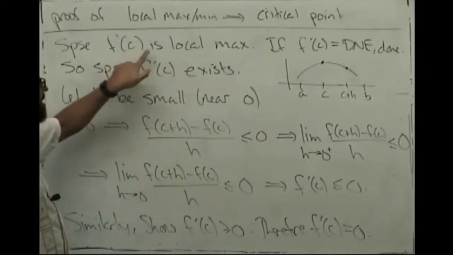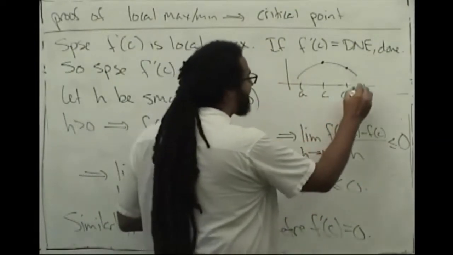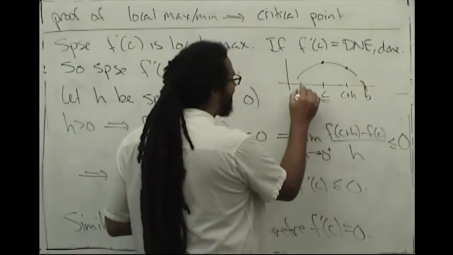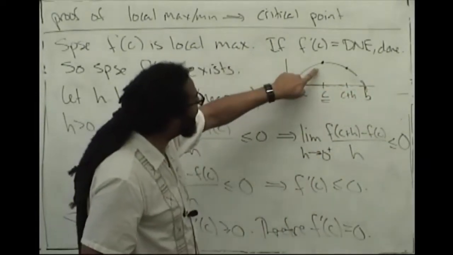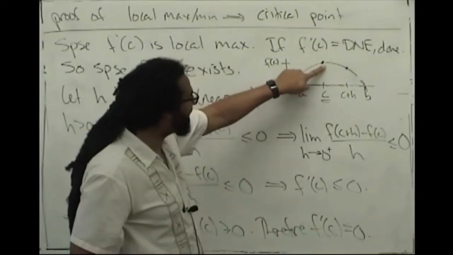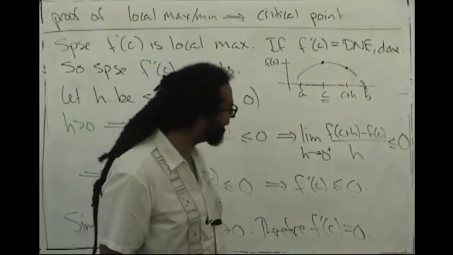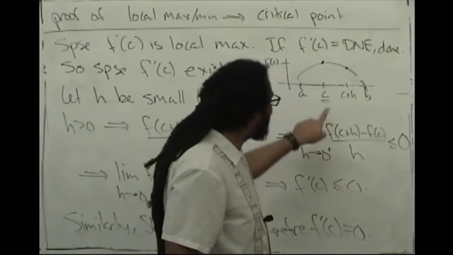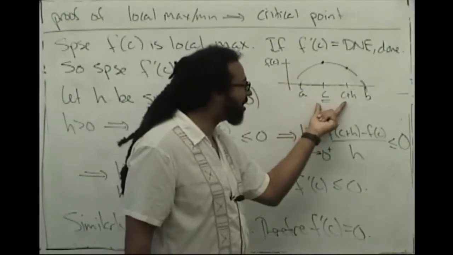We know that f of c is a local maximum. What does that mean? That means in some open interval containing c, I know that f of c, so here's f of c, is going to be the highest point out of all the numbers in the open interval from a to b. So f of c is the highest point for all x's among all those x's that are close to c.